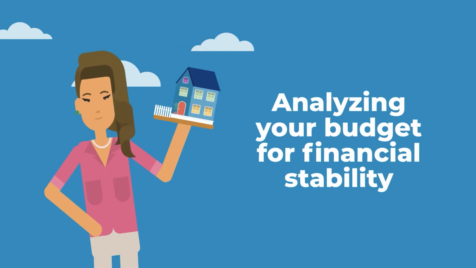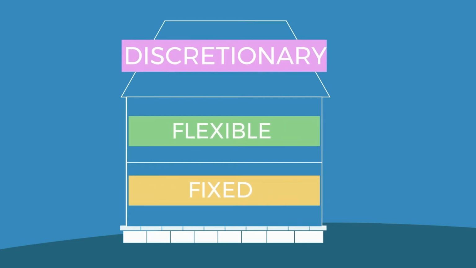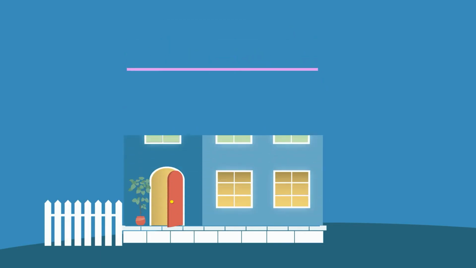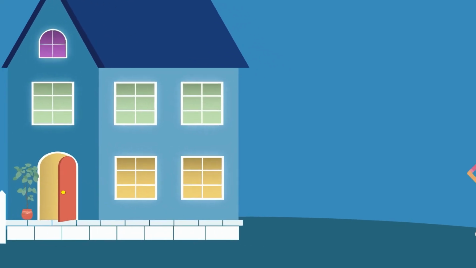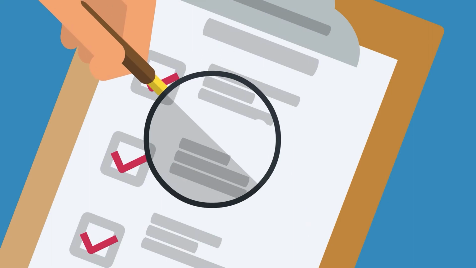Analyze and adjust your budget to foster financial stability. A budget is a basic blueprint for your finances that helps you organize and categorize expenses for a stable financial house. But it can't just be drawn up and tossed aside. It needs to be appraised often and adjusted as needed.